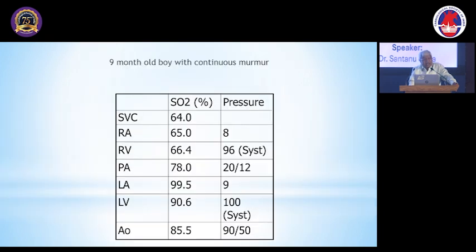In that case, there will be some desaturation on the left side. Isn't it? Here there is a desaturation in LA. Anything else, there is no other evidence of any flow on the right side. That is a form of an ASD. That is one cause of desaturation at LA level, agreed.